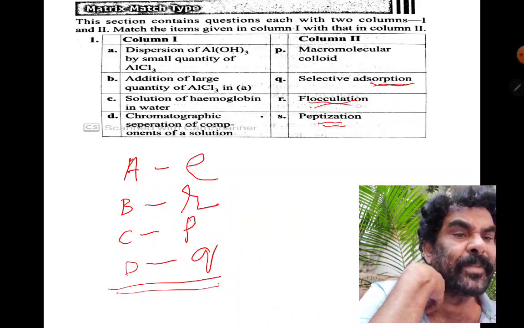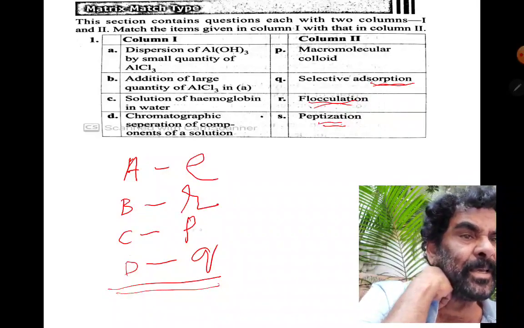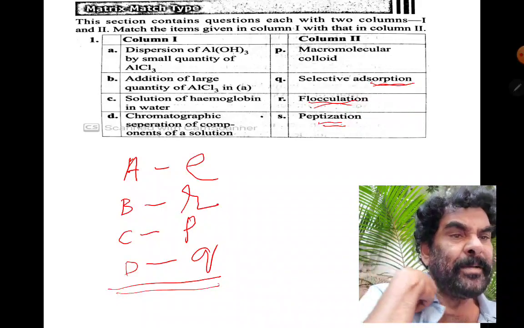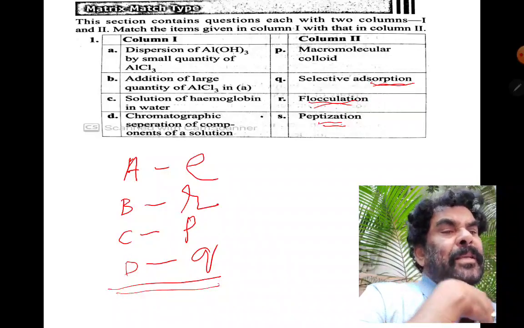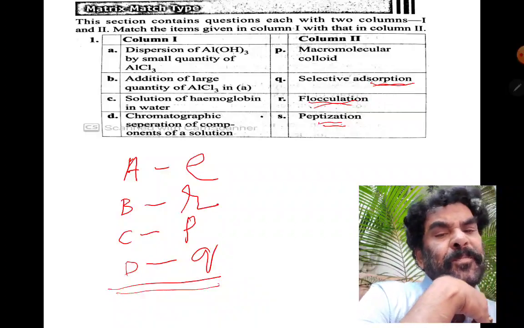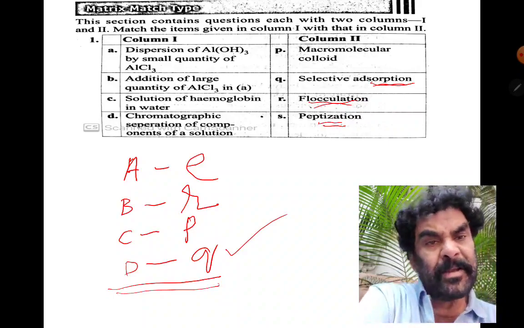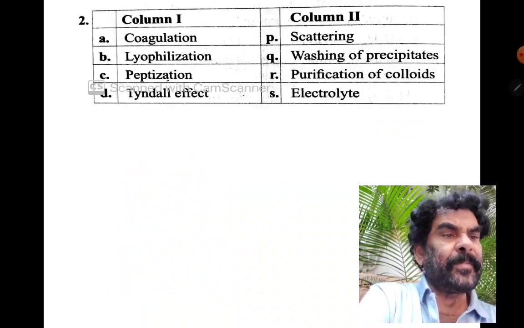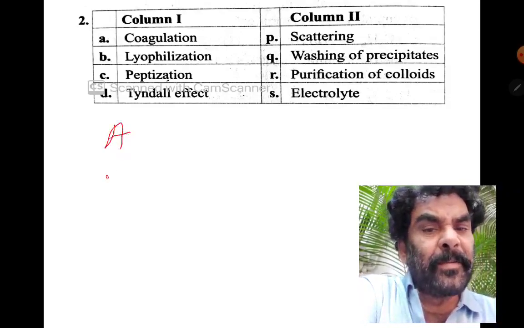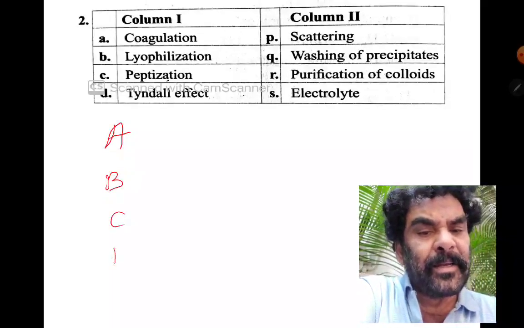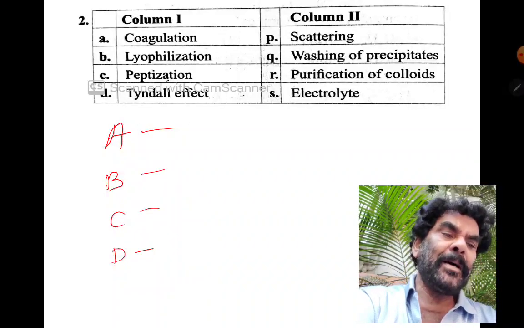For A, peptization. For B, flocculation. For C, macromolecular colloid. For D, the selective adsorption principle works in the separation of mixtures, right? This is 2. Now let me write A, B, C, D to pair up. Check this one.